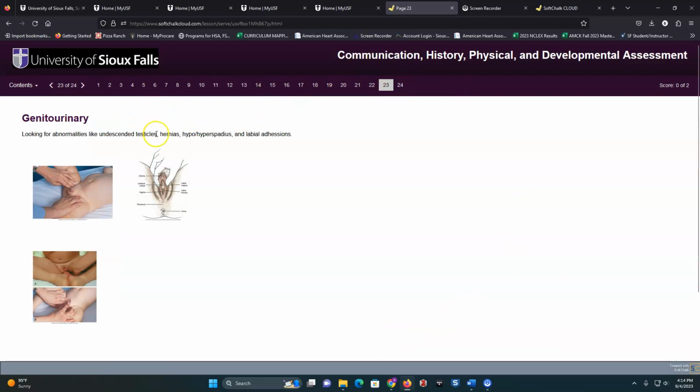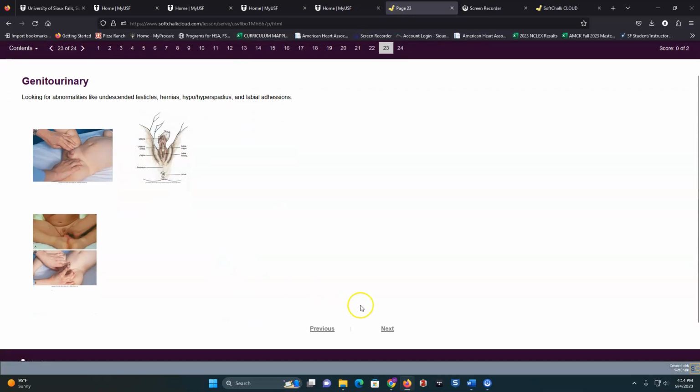GI, we need to make this more standardized. Everybody's afraid to look at private parts, but for an assessment, we really need to do that, because we can see things that might not be normal. They might have an undescended testicle, or hernias, or a hypospadias or epispadias, or maybe some labial adhesions. And if we don't look, we will never see it.